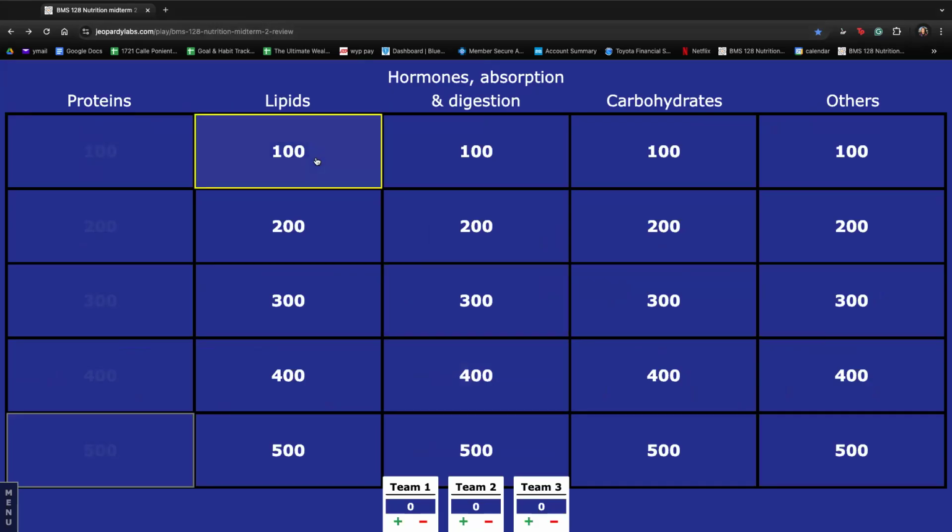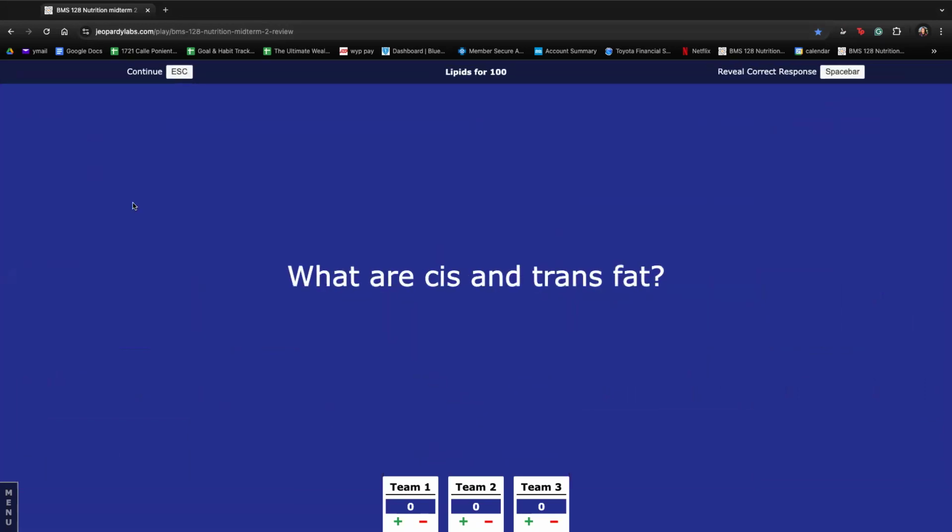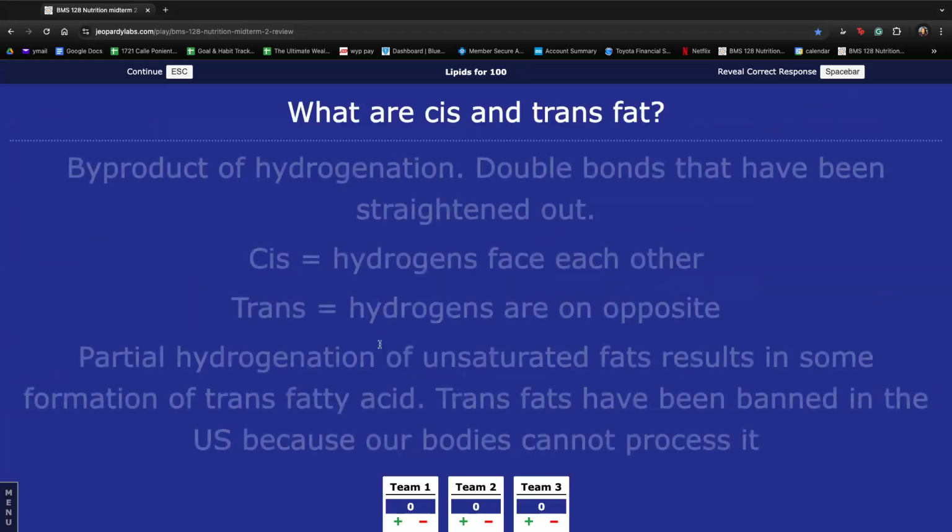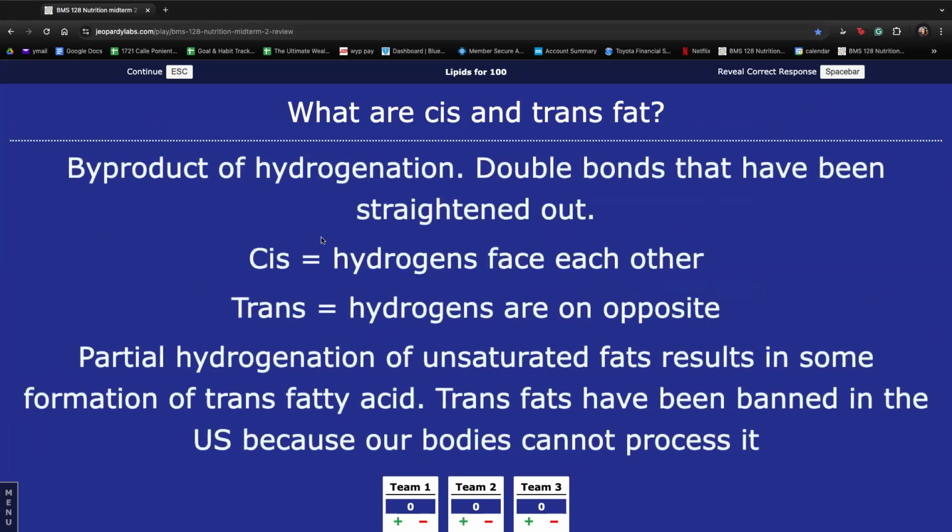Okay, our next section is lipids. What are cis and trans fats? And what causes it? Isn't it with the formation of the bonds, and they're on either the same side or differing sides? Yep. Cis is facing each other while trans, the hydrogens are on the opposite side. It's created by hydrogenation, and it's when you straighten out double bonds.